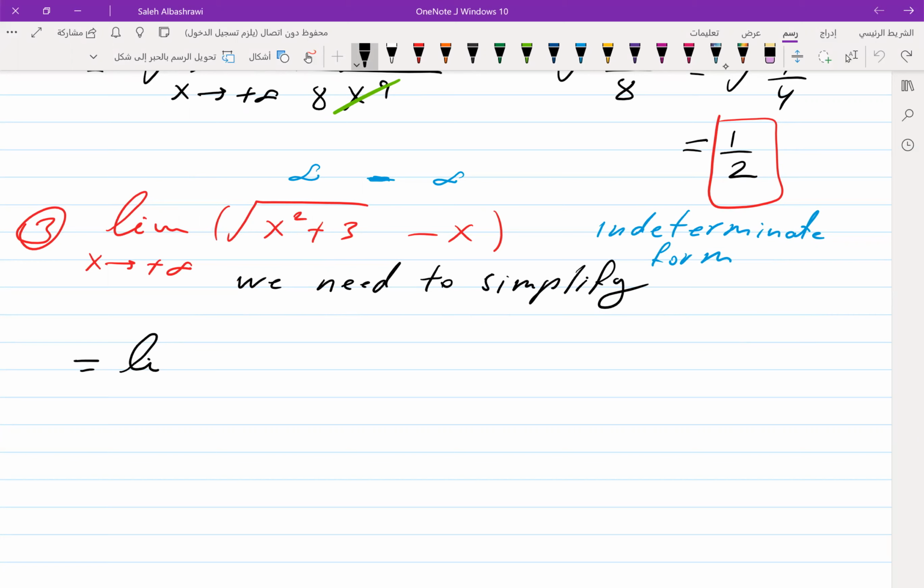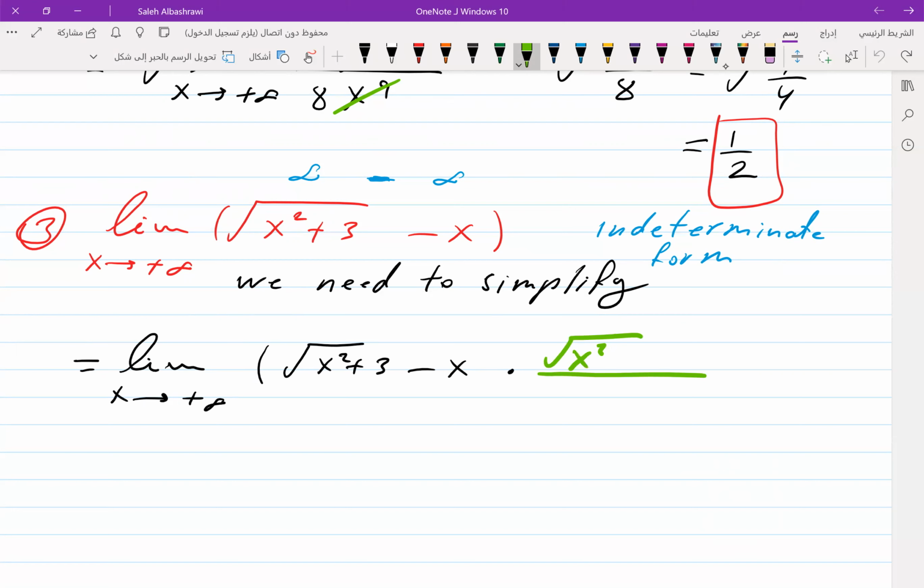This is equal to the limit of square root of x squared plus 3 minus x. Now we are going to multiply this by the conjugate, which is square root of x squared plus 3 plus x, divided by square root of x squared plus 3 plus x, up and down. Simplify it. Now I have a minus b multiplied by a plus b, which is equal to a squared minus b squared. It will be the difference between two squares.